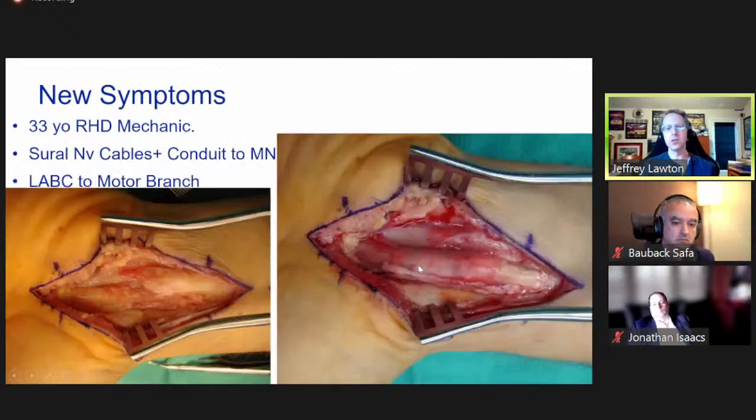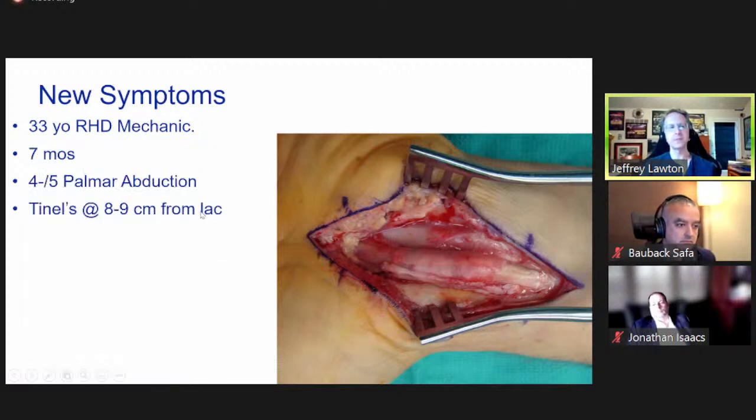So sural nerve cables, and then a conduit for his median nerve, and then LABC to his motor branch to reconstruct him. And then at 7 months, which was his last follow-up with me, he got back 4- out of 5 palmar abduction and a Tinel's 8 to 9 centimeters from his laceration. So he was doing well enough that he stopped showing up for follow-up.